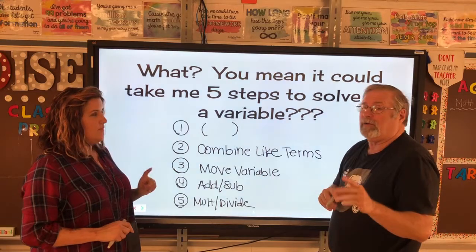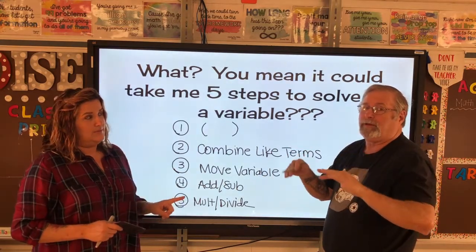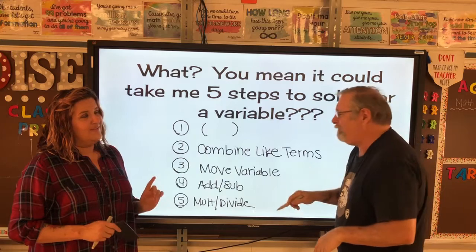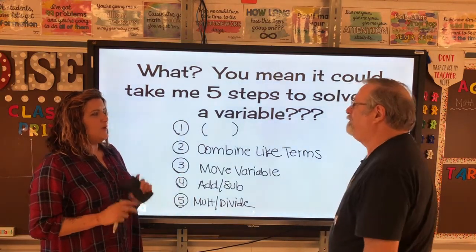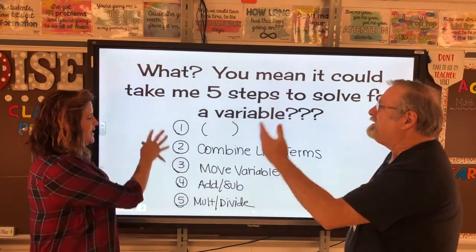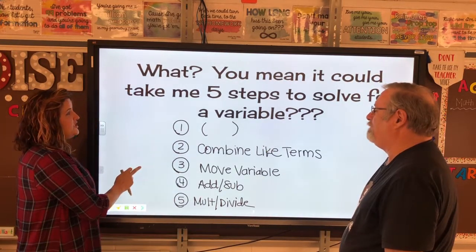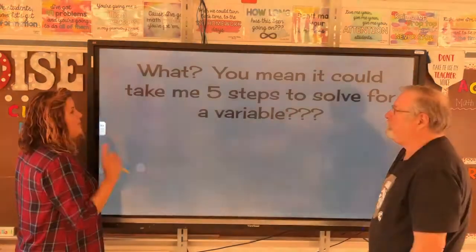And then we take care of addition and subtraction. Get rid of it so that you can get your little friend by itself. And then multiply or divide. Get rid of those last friends. That's right, so isolate the variable. That's our job. I guess the best way to do this is just to show. Let's just jump in and show one.